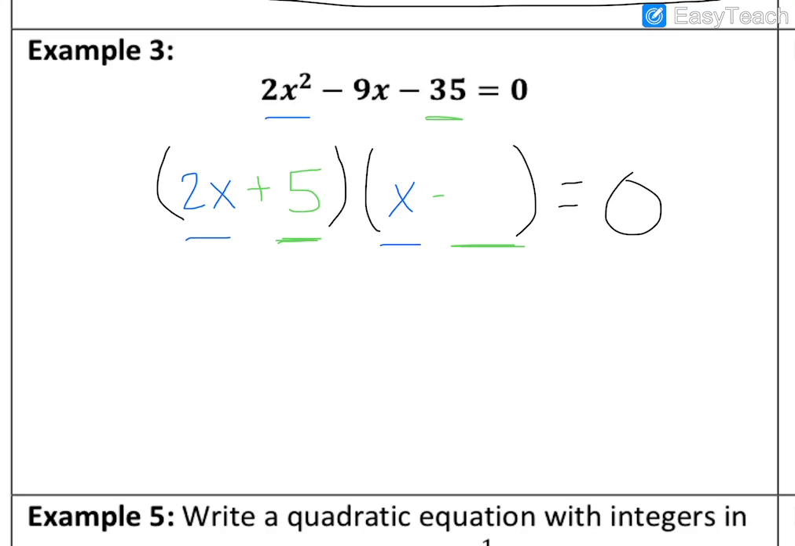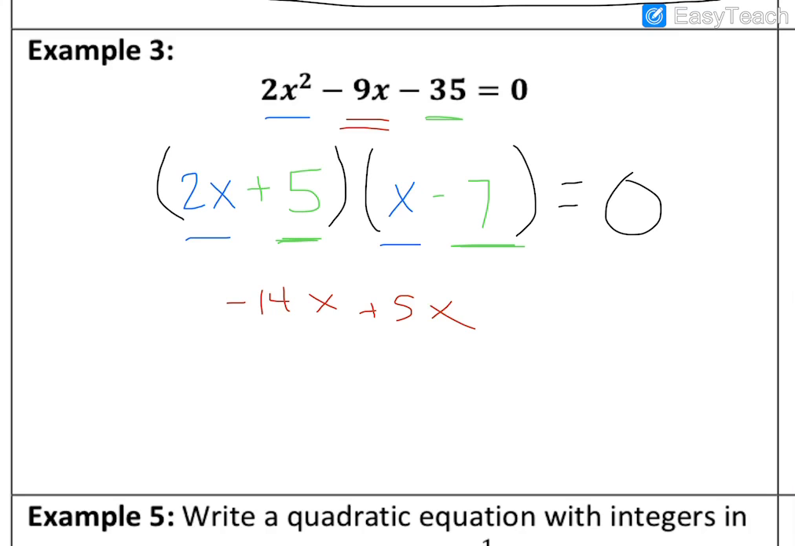So you could do positive 5 and negative 7. 5 times 7 is negative 35. But we have to FOIL this to see if it works. So our first is 2x times x is 2x squared. That works. Your outside is actually going to be, let me write this down because this one is going to be a little bit more to memorize. So your outside is negative 14x, and your inside is positive 5x. Does that get you negative 9x? It does.